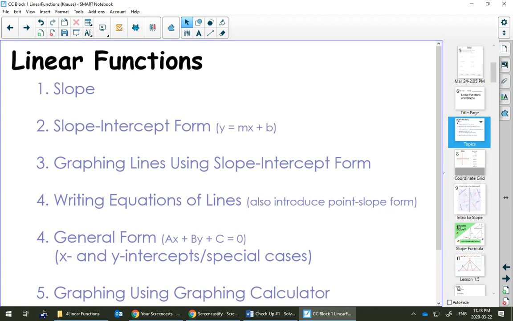So some topics we're going to be covering in this unit. We're going to be looking at slope. What is slope? How does it relate to rate of change? How can it be expressed? We're going to look at different equation formats. So we're going to look at slope-intercept form, point-slope form, and general form.